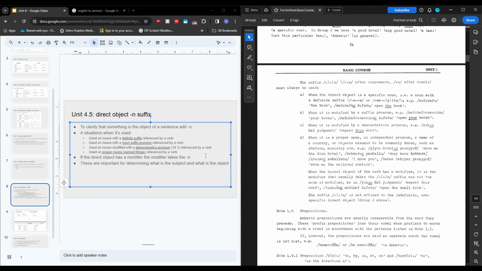So I thought I wrote this down actually, but this is an important note. If the direct object has a modifier, then that modifier will take on the n. So kal is word, yihin is modifying kal because it means this, and so it's specifying this specific word. And because of that, yihin ends up with the direct object suffix n and not the word kal, which is actually more so the direct object of the verb. The modifier for the actual object of the sentence is going to pick up the n.